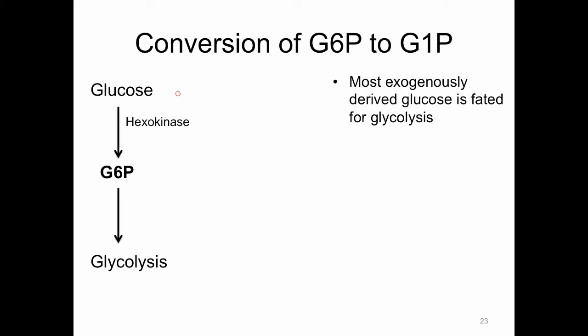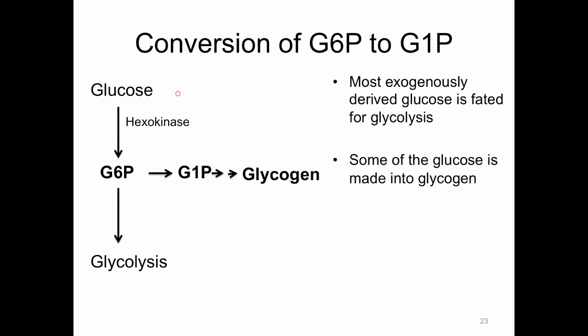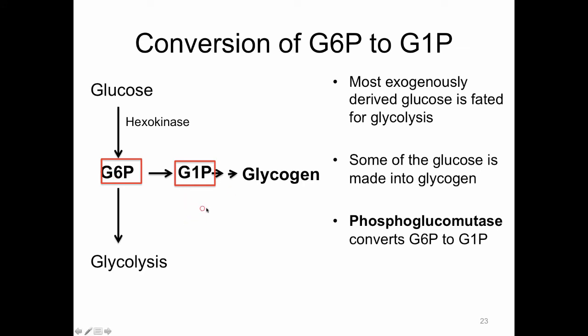However, in the fed state, there's an excess of glucose. So some of the glucose is made into glycogen, where glucose is converted to glucose 6-phosphate, and glucose 6-phosphate is converted to glucose 1-phosphate, which then, through several additional steps, can be converted to glycogen. The enzyme that converts glucose 6-phosphate to glucose 1-phosphate is phosphoglucomutase.